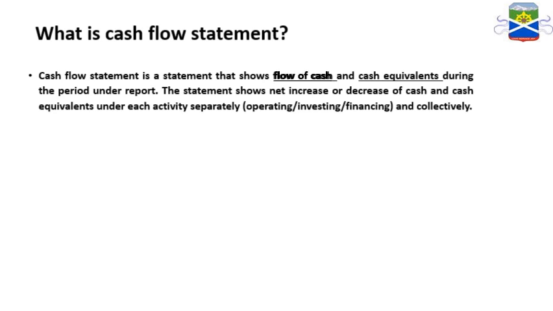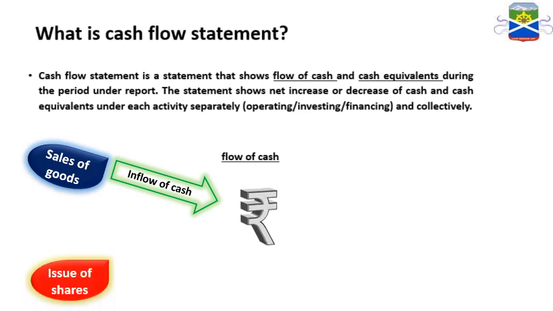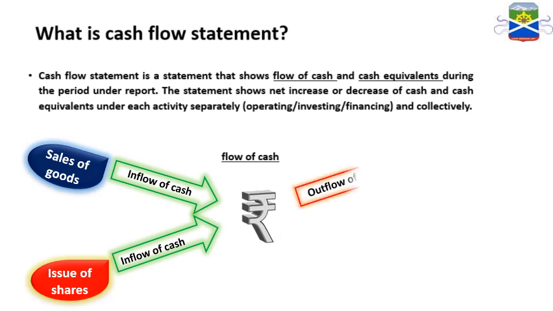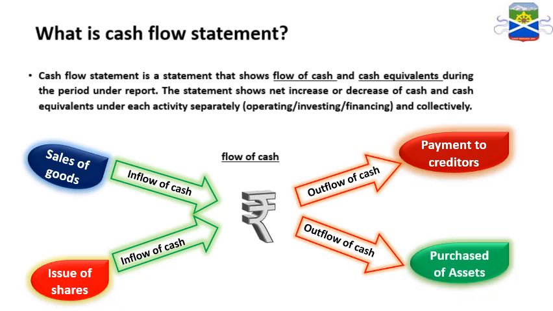So the first part we need to know is what is flow of cash. Flow of cash, basically you will know the inflow and outflow of cash, like say sales of goods, it's an inflow of cash. Similarly, issue of shares, you will find that is also inflow of cash. Now outflow of cash, if you make the payment to the creditors, it becomes outflow of cash. Again, another example I have taken here, that is the purchase of assets.